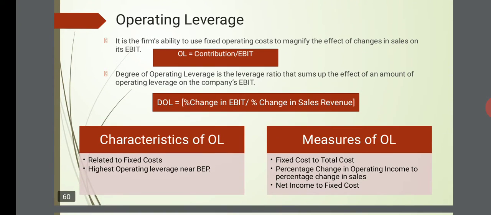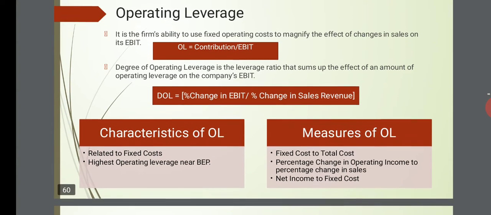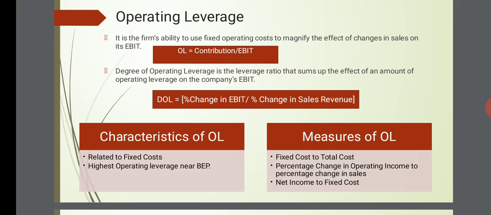Operating leverage is the firm's ability to use fixed operating costs to magnify the effect of changes in sales on its EBIT. Operating leverage is equal to contribution upon EBIT. There is also the degree. The degree of operating leverage is the ratio that sums up the effect of an amount of operating leverage on the company's EBIT. It is calculated as percentage change in EBIT upon percentage change in sales revenue.